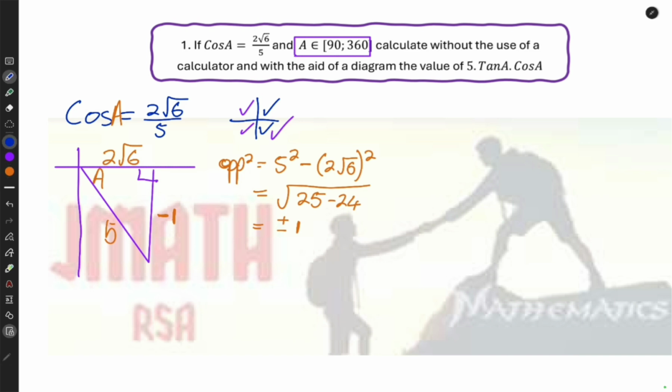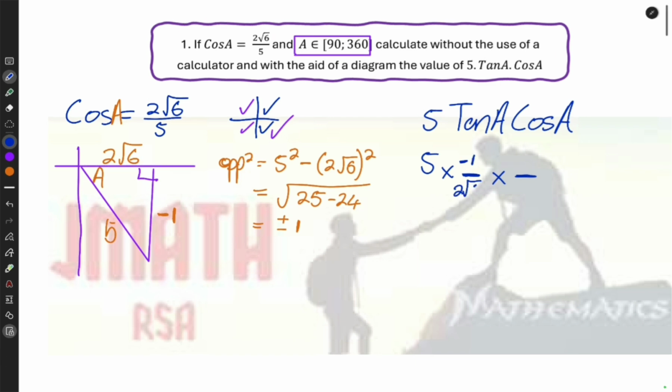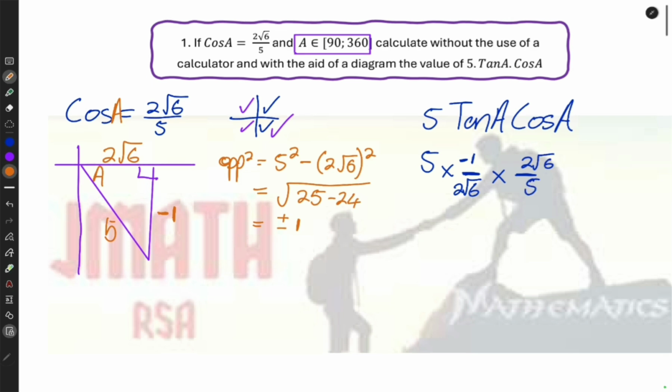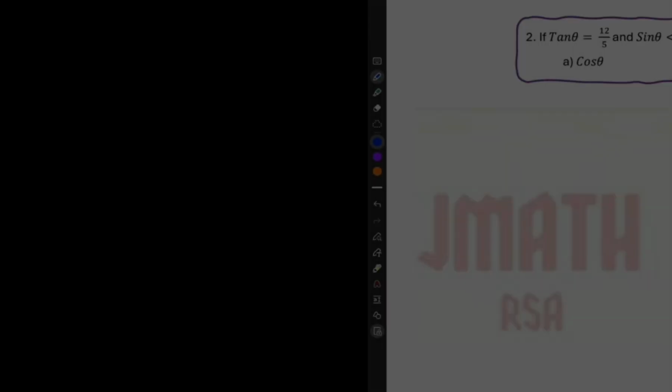Now I can actually answer their question. So they're asking me for 5 tan A cos A. So I can say it's 5 multiplied, I know I'm going to use a fraction, and I know I'm going to use a fraction. So tan, according to this triangle, opposite over adjacent, so minus 1 over 2 root 6. And then cos, like we saw at the start of this question, is just 2 root 6 over 5. And now, primary school fractions, if something is there at the top and the bottom, it just cancels out. And this answer is minus 1. Okay, let's go to the next one.